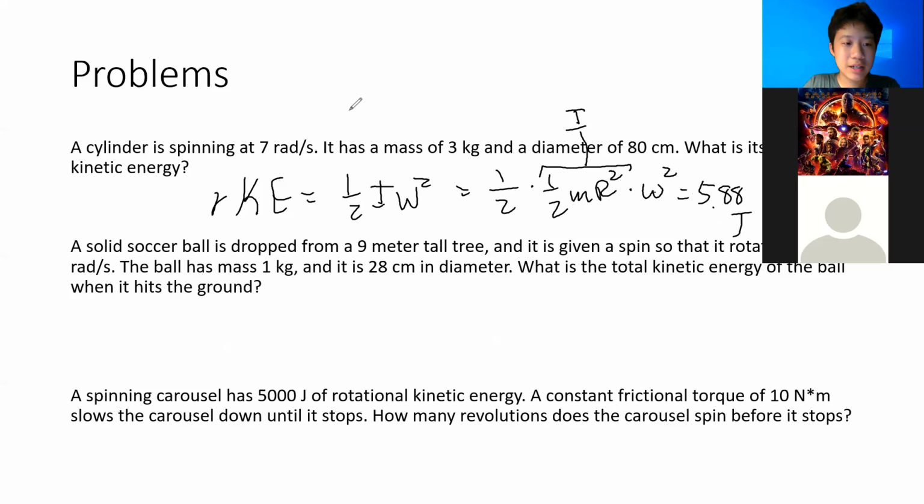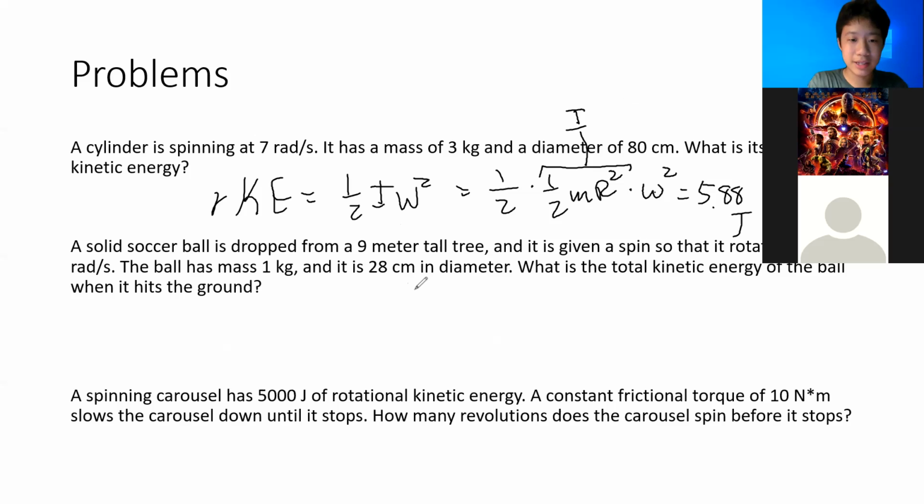Next one. A solid soccer ball is dropped from a 9-meter-tall tree and is given a spin so that it rotates at 10 radians per second. The ball has mass 1 kilogram and is 28 centimeters in diameter. What's the total kinetic energy of the ball when it hits the ground? Well, energy is still conserved, right? The conservation of energy is not broken by the fact that rotational energy also exists. So everything has to follow the law of conservation of energy. Okay, so the initial energy is equal to the final energy.